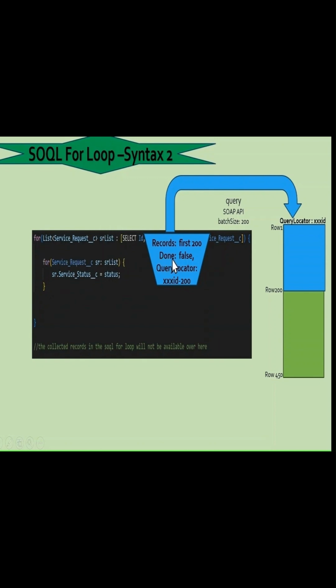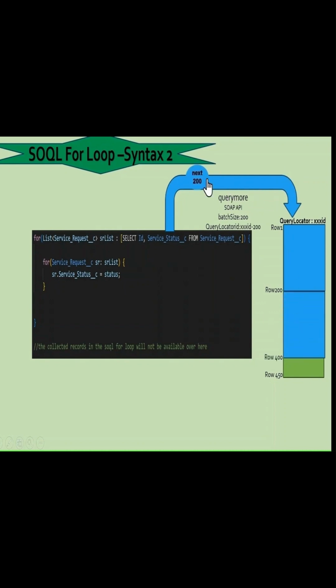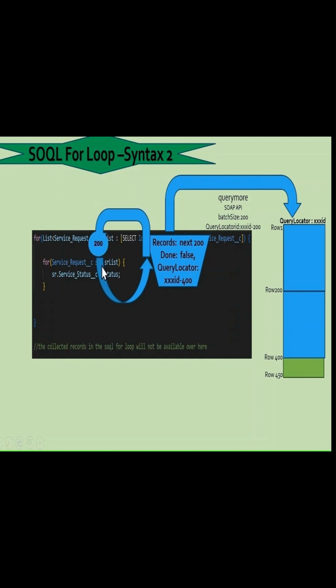Now it uses the done flag. Since the done flag is false, it performs the query more call. It fetches the next 200 records with the query more and query locator ID. These next 200 records will be handed over to the SOQL for loop. With this syntax too, it takes all these 200 records into the SR list and all the 200 records get processed in one iteration itself.